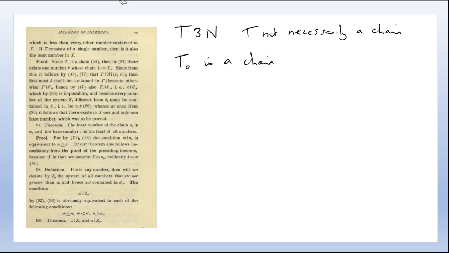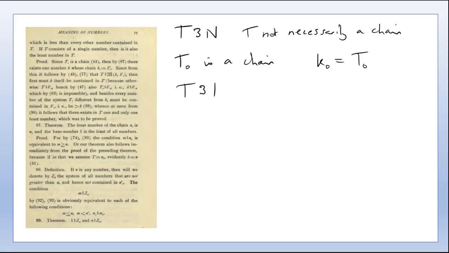This is, I can't remember which theorem this is, but because N is a chain, T is a part of a chain N, therefore the chain of T is going to be a part of the chain N. So therefore by 87 there is a number K such that the chain of K is equal to T0. From this it follows by 45 and 77 that T is a part of, so what's 45? I think that says that T is a part of T0, A is a part of A0.